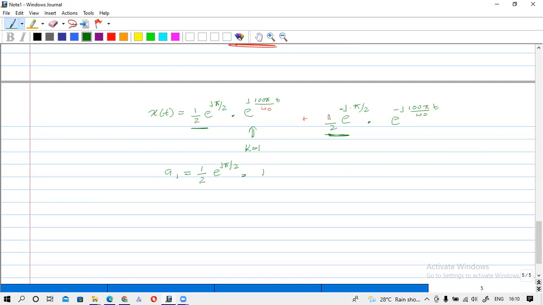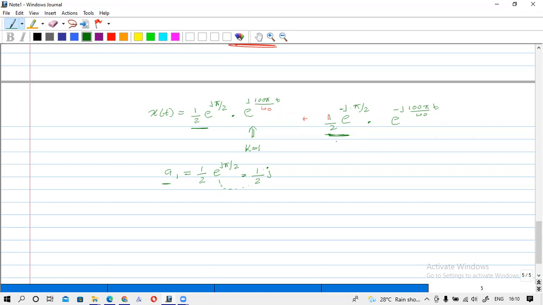So here you will get half j. Okay, so this is your a1. If you can't go to this step, it is okay, no issue. You can stop your calculation here. So here you will have half j. This is the a1.